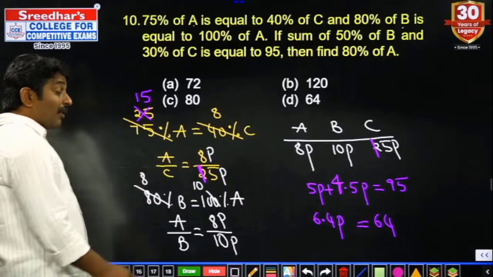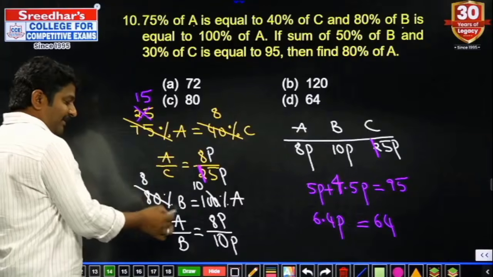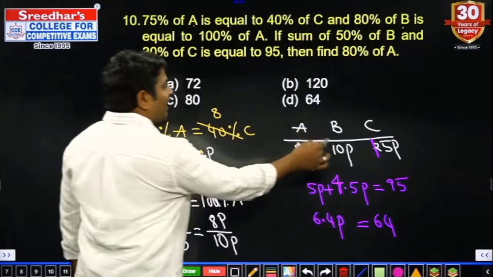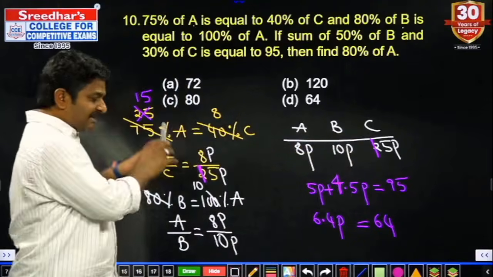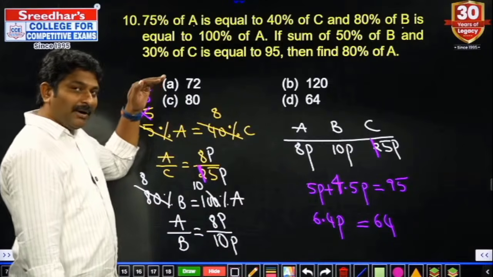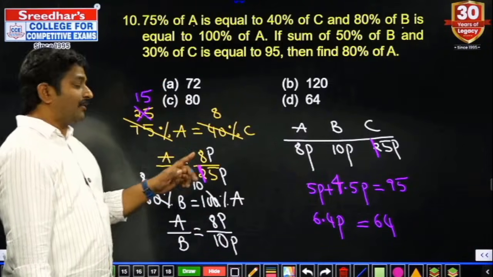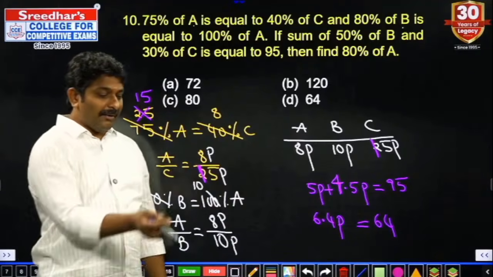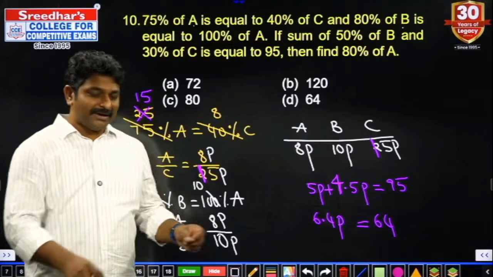So here what we are doing: the AC relation, then the AB relation, then the ABC relation. So it is getting lengthy. So I wanted to cut down the number of steps. So we started with B. Now you observe the previous solution, then you will understand. Okay.